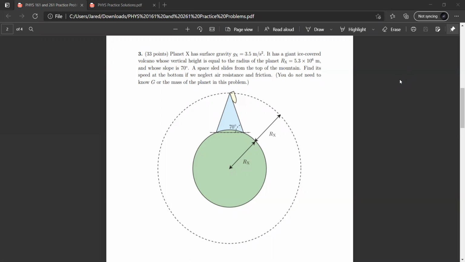A planet X has surface gravity Gx equal to 3.5 meters per second squared. It has a giant ice-covered volcano whose vertical height is equal to the radius of the planet, Rx equal to 5.3 times 10 to the 6 meters, and whose slope is 70 degrees. A space sled slides from the top of the mountain. Find its speed at the bottom if we neglect air resistance and friction. You do not need to know g or the mass of the planet in this problem.